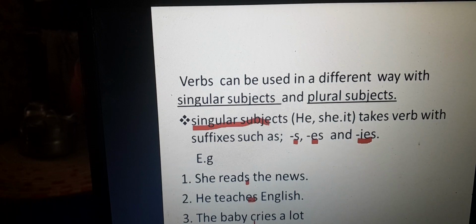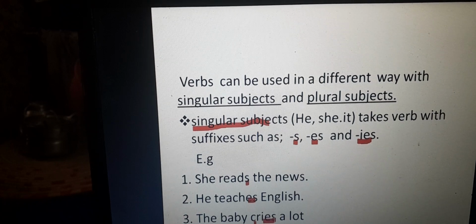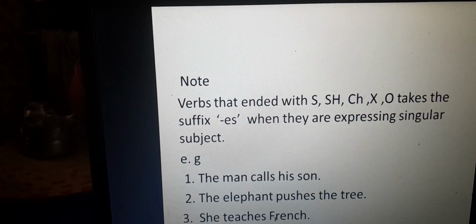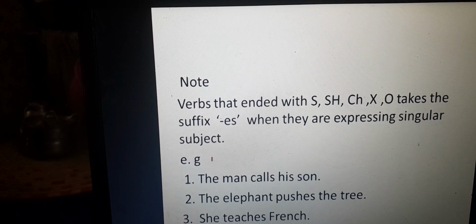Here we have the ies suffix. All right. So you should know this fact when you are trying to construct meaningful sentences in the simple present tense for singular subjects. Okay. The usage of suffixes like s, es, and ies. Right. Now let's proceed to the next, which is note or remember here.